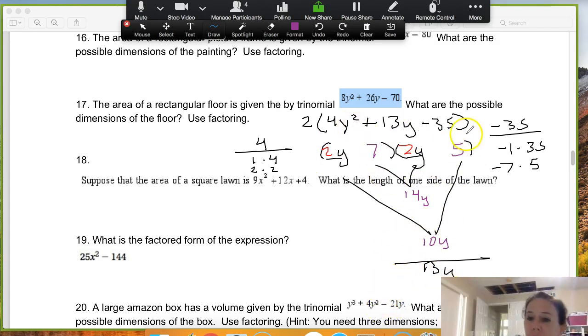What if I flipped them? What if I did 5 here and 7 here? Well, this is our guess and check part, right? So let's go 5 here and 7 here. So this is going to give me 10 y's, and 2 and 7, 14 y's. That's not, nope. Okay, let's go ahead and leave my 5 and 7 and come back to these. All right, let's try this again.